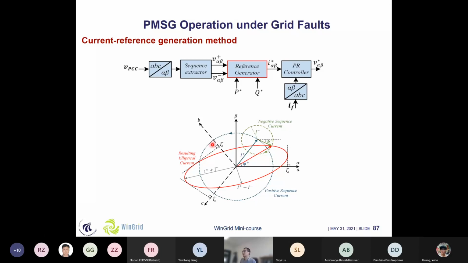So if we combine these two trajectories together, then this circle will become an ellipse. Based on the requirements for the positive or negative components of the grid current, we can produce a different shape of ellipse to fulfill the requirement from the grid code.